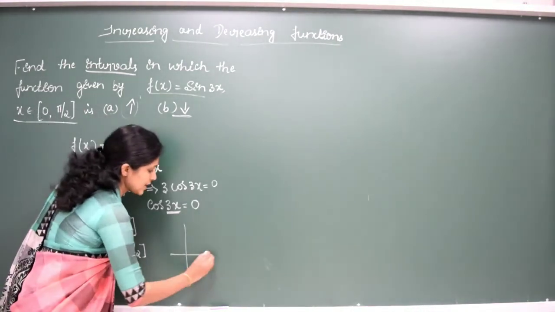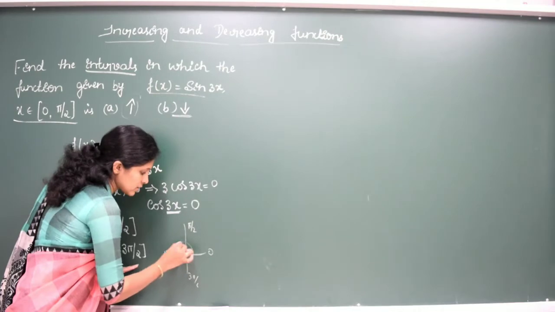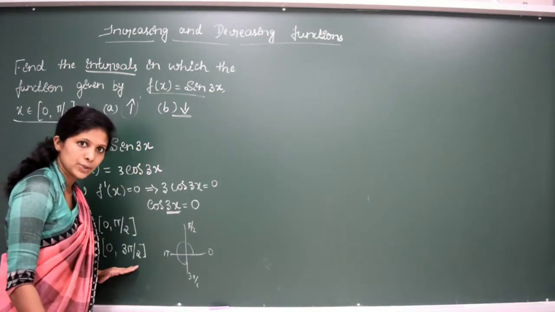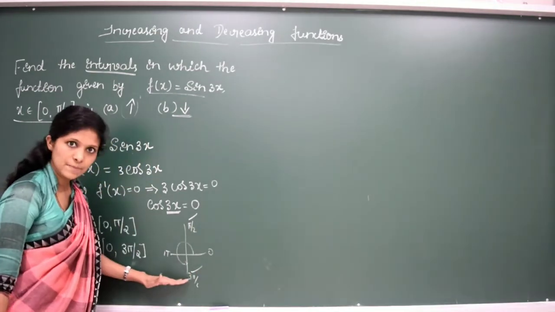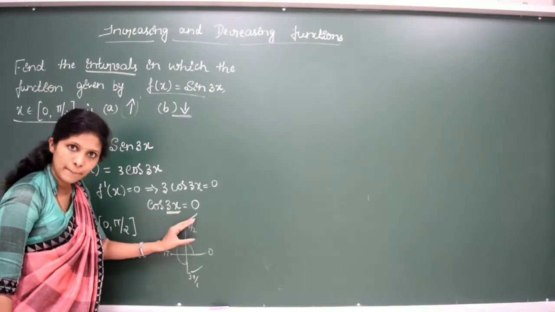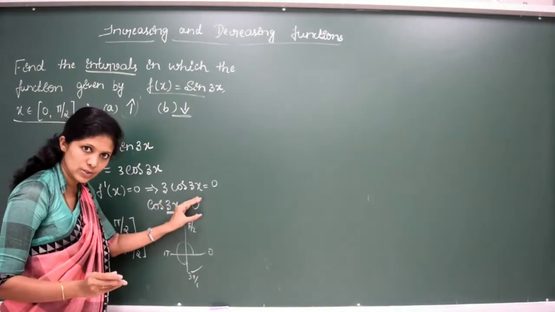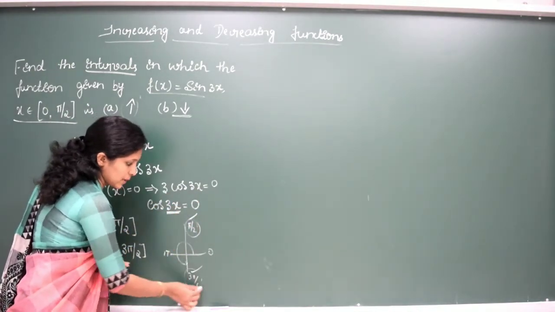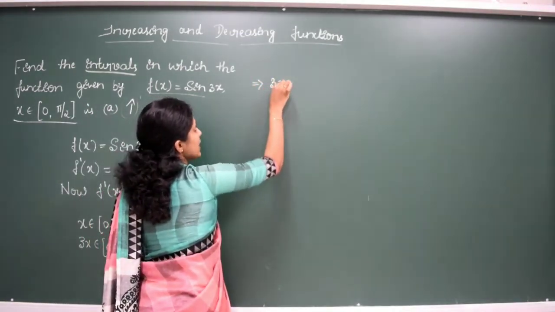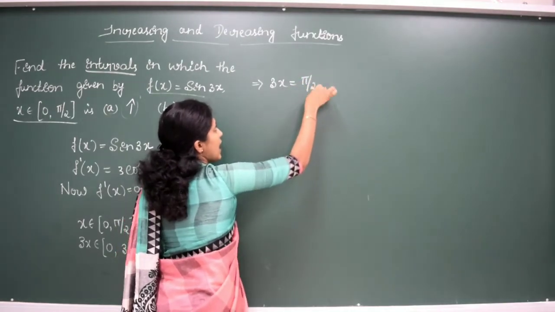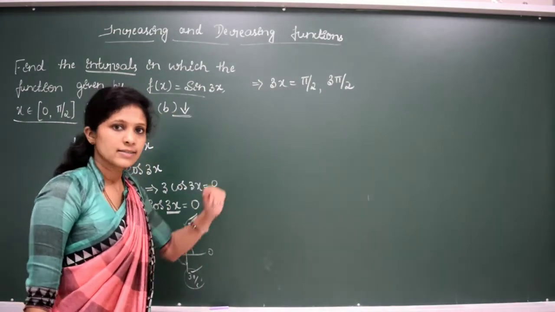0 to 3 pi by 2 means here 0 is there, then pi by 2 and pi, and this will be 3 pi by 2. From here to here, how many multiples of pi by 2 are possible? Two, right? One is this pi by 2, another one is 3 pi by 2. So 3x should be equal to pi by 2 or 3 pi by 2. There are two possible values. The cos function is equal to 0 at these two, pi by 2 and 3 pi by 2. Clear? 3x is equal to pi by 2 and 3 pi by 2.